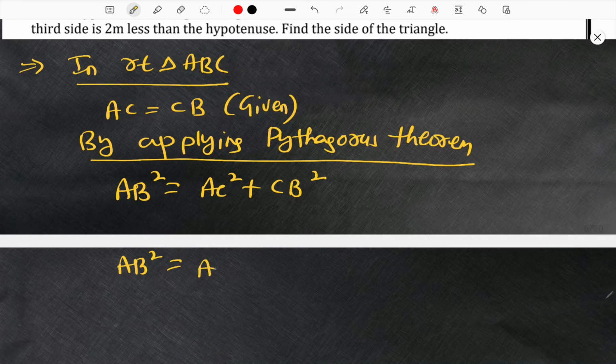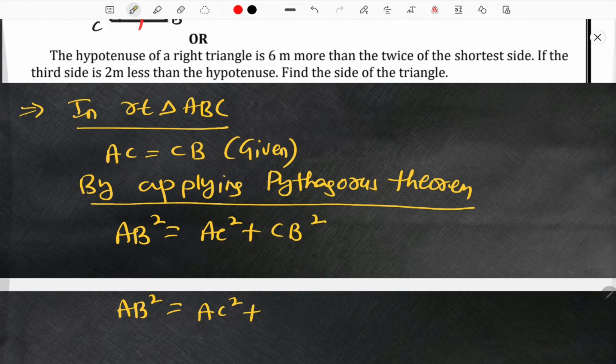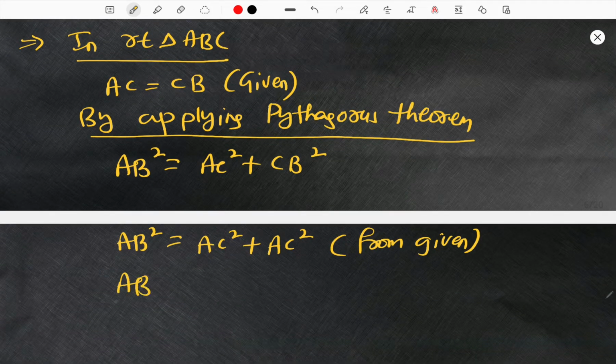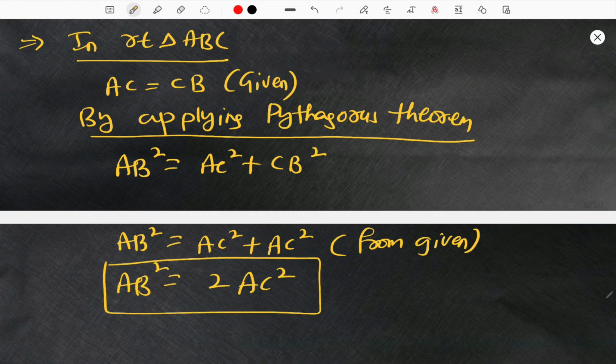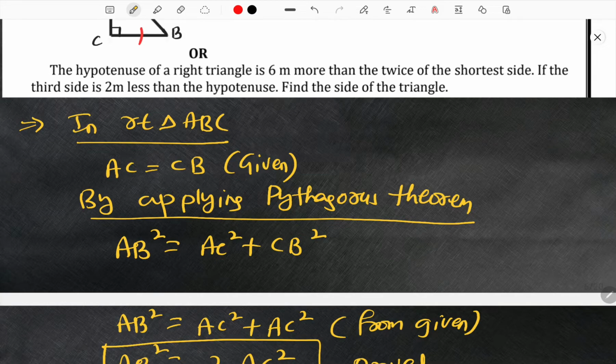plus CB. Look at this, CB means what? AC only. So we'll write it AC square only, and we'll give the reason from given. Alright, so now what it becomes? It becomes AB square is equal to 2AC square. That's it. Over. Proved. This is what they wanted, no? So that's why we proved it.